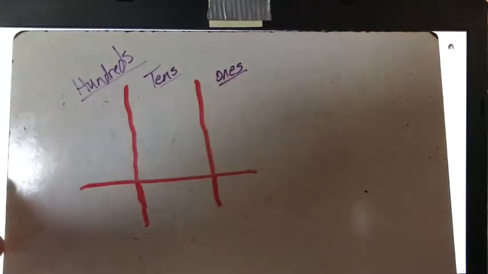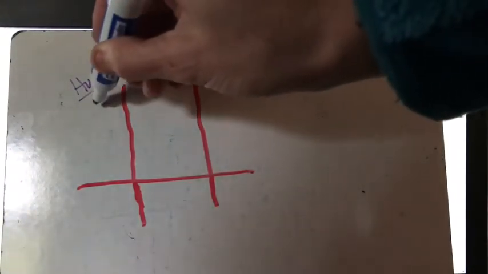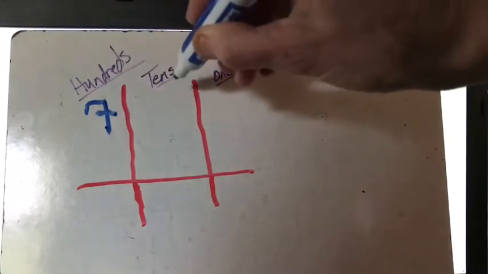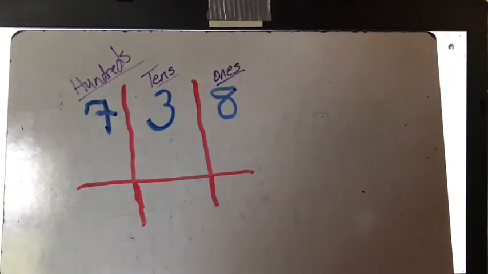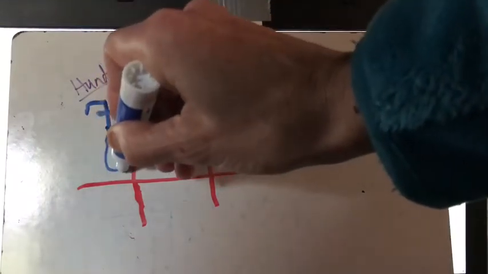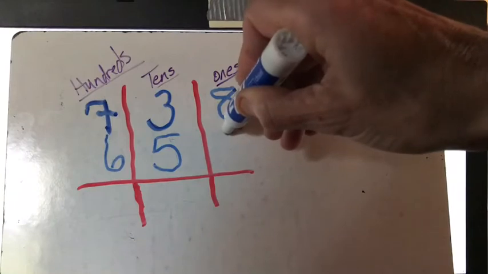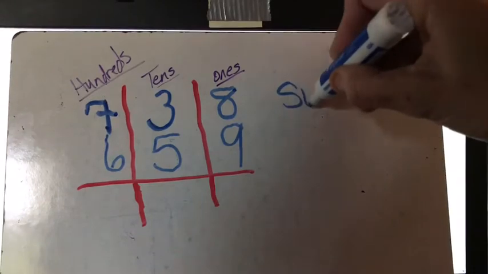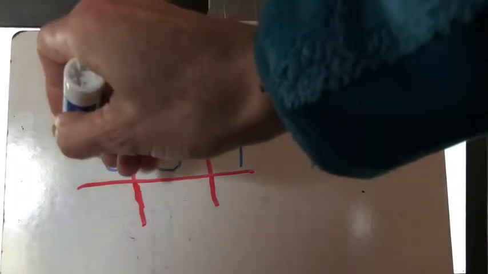I have my ones, tens, hundreds chart here. Right? And I put my big number on top. I say the number 700, so 7 in the hundreds place. 38, 3 tens, 8 ones. Then I have 659, 600, 6 in the hundreds, 5 tens, 9 ones. All right. Sum means to add. So I'm going to add these. So I'll put my plus sign.